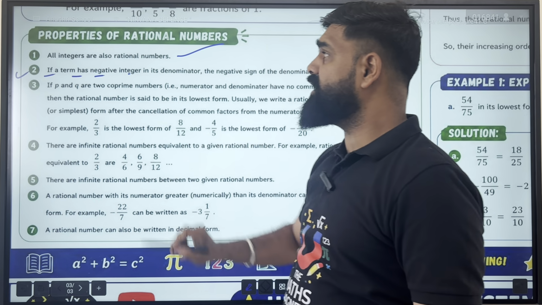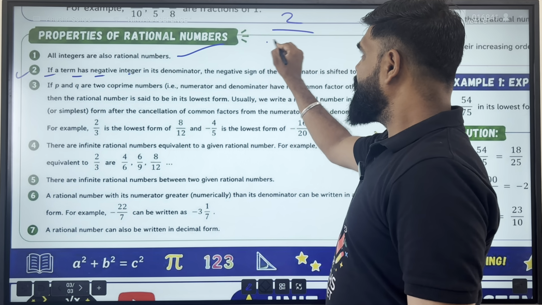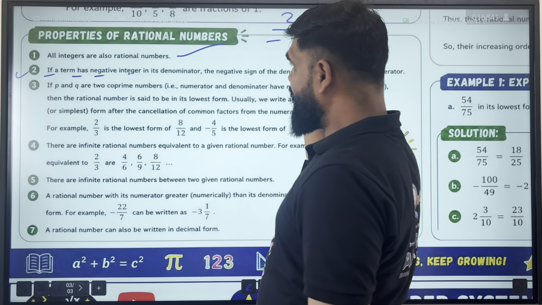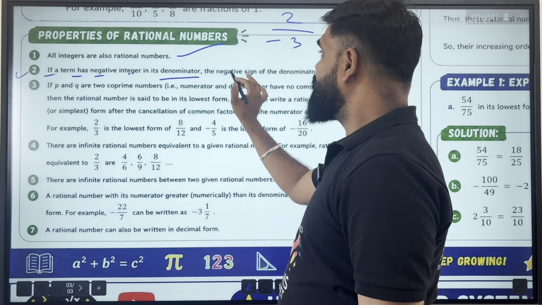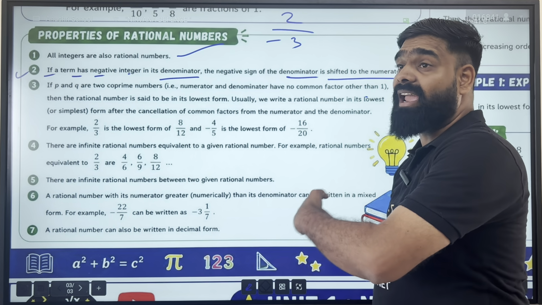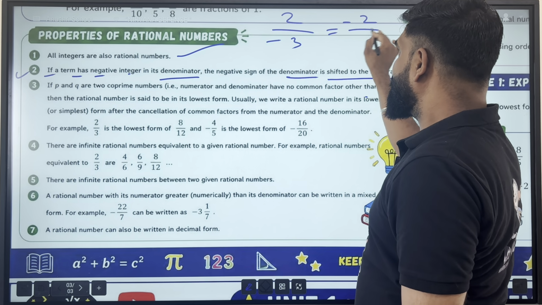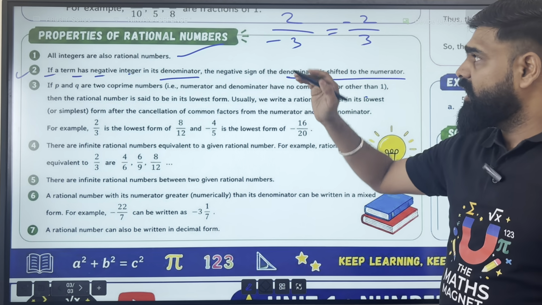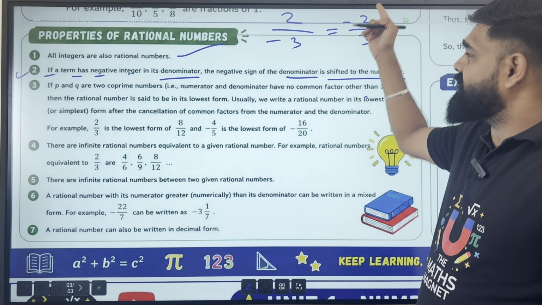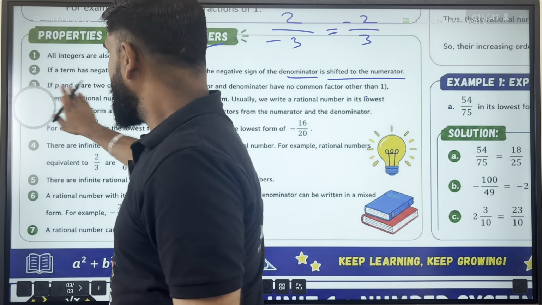If a term has a negative integer in its denominator, like 2 by -3, the negative sign of the denominator is shifted to the numerator. We can shift this negative sign. This number can be written like this also, -2 by 3. Earlier we had this number 2 by -3, but we can write this number as -2 by 3. Okay, this is the property of the rational number.